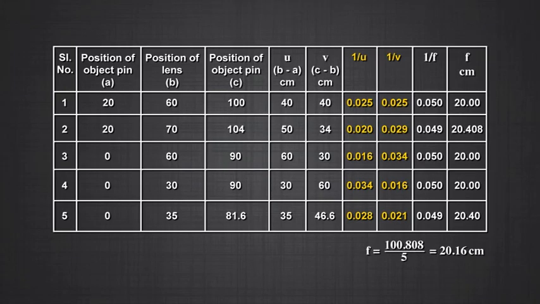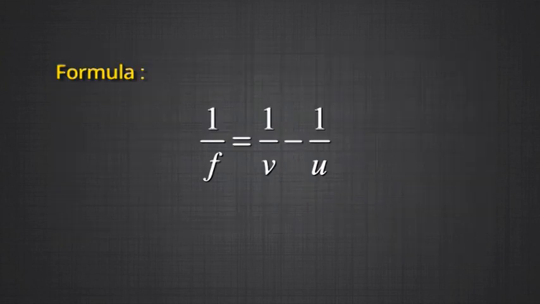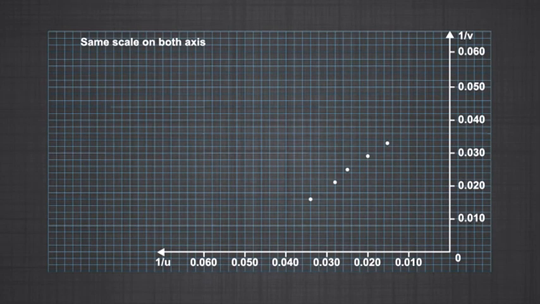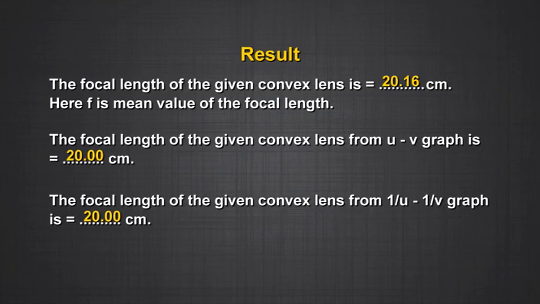Another way of plotting the graph is to find the reciprocal for the values of u and v. This will also help you to calculate straight away from the formula. 1 upon f equal to 1 upon v minus 1 upon u. If you were to put it in a graph of 1 upon v and 1 upon u, then it would be a straight line. Y is equal to mx plus c. The intercept of this line is going to be the value for 1 upon f. So on both the axes, the intercept can give us the same value for focal length. Find the reciprocal of 1 upon f and you have the focal length. Report your result for the focal length of the convex lens.